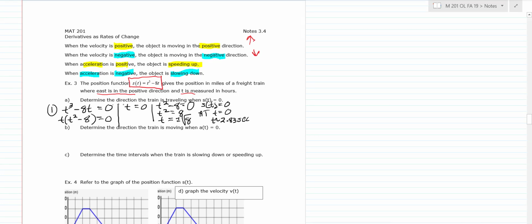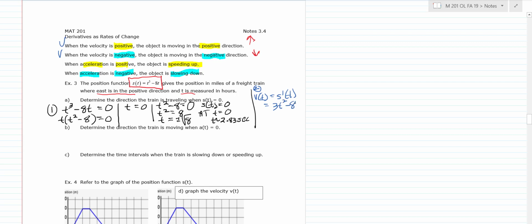Now it says determine the direction the train is traveling at this point in time. So the second main thing we need to do is find the velocity. If we want to figure out the direction, then we need to figure out if the velocity is positive or negative. So how do you find the velocity? Well, the velocity is the first derivative, which would be 3t squared. Let me write that down. v of t would just be the first derivative, so that is going to be 3t squared minus 8.